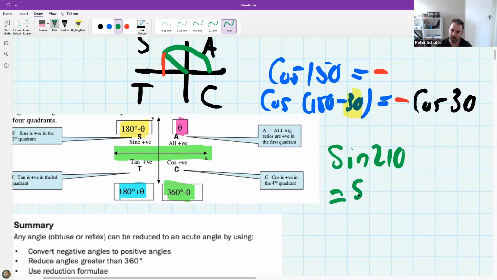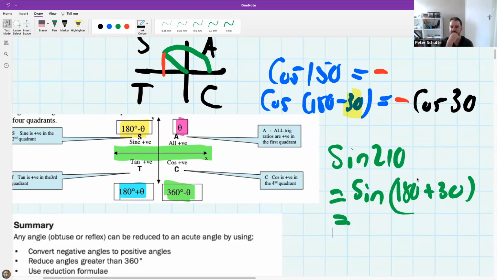So I'm going to rewrite it in terms of the nearest horizontal. And then after that step, I need to now ask myself, is it positive or is it negative in the quadrant that it's in? So it's going to be quadrant 3, so sine is negative. And then because I'm using the reduction formula, I can just write this as minus sine 30.